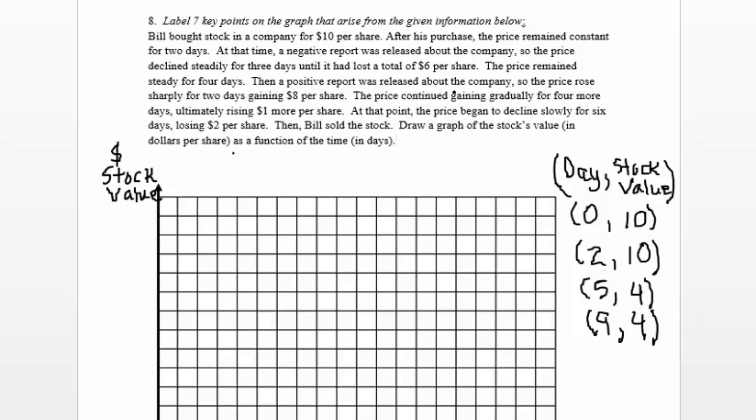Then a positive report was released about the company, so the price rose sharply for 2 days, gaining $8 per share. So I add 2 to 9 to get 11, and I add 8 to the value of the stock to get 12. So I'm at the point 11, 12. The price continued gaining gradually for 4 more days, ultimately rising $1 more per share. So I add 4 to 11 to get 15, and 1 to 12 to get 13.